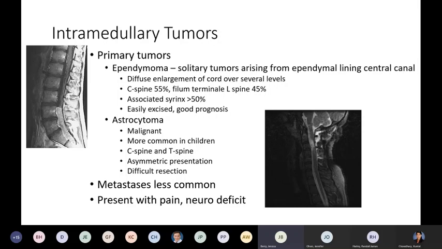Astrocytomas, however, are malignant. These more commonly occur in children. C-spine and T-spine being the most common involved, tend to come with a more asymmetric presentation, maybe unilateral findings, and the resection is often difficult and piecemeal with associated a poorer prognosis due to that.